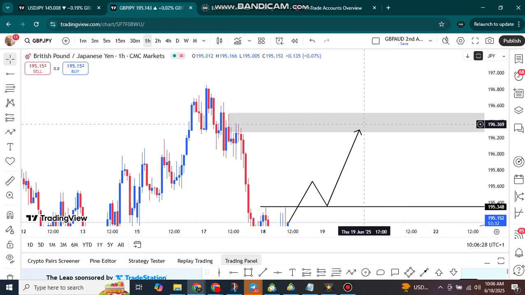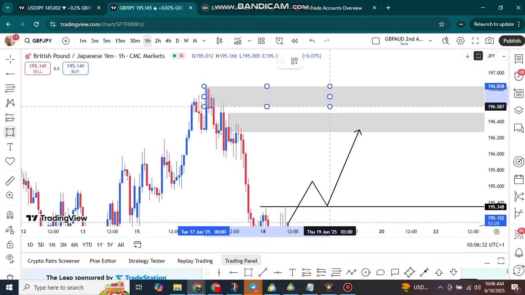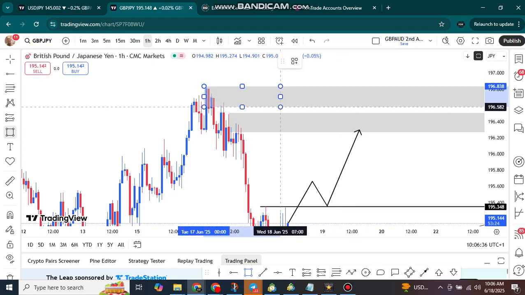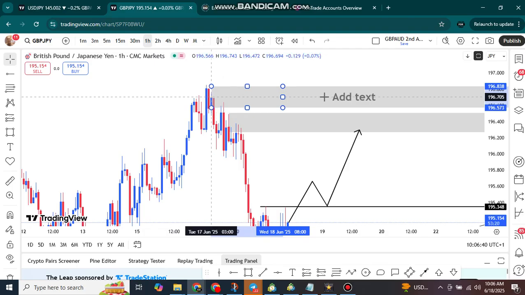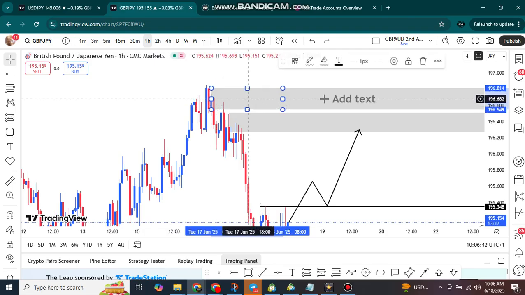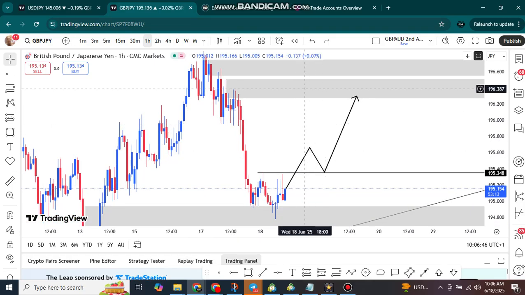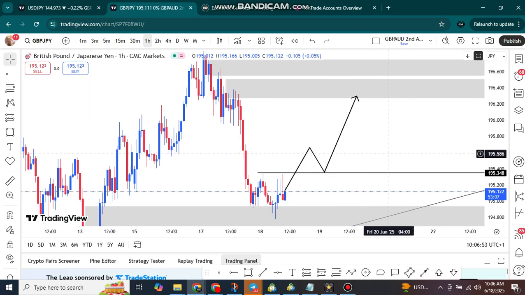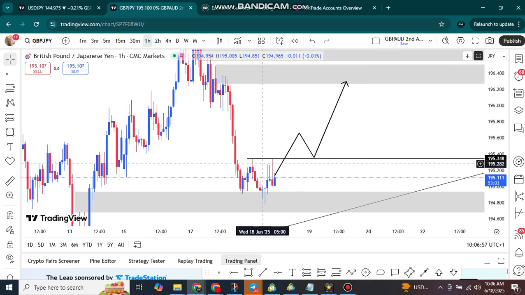Either we sell at this particular area or we sell up here. That's if price reaches up to this particular order block, this one here that I'm drawing. So if price tests this order block, we can take a sell trade on GBPJPY, and if price does not get there, if it gets up here, you can still take a sell trade on GBPJPY.